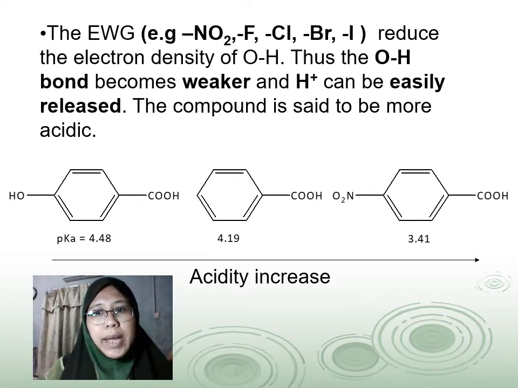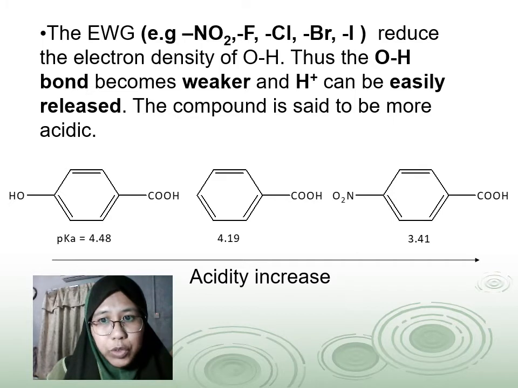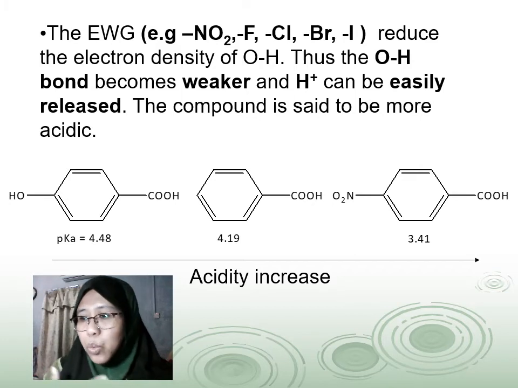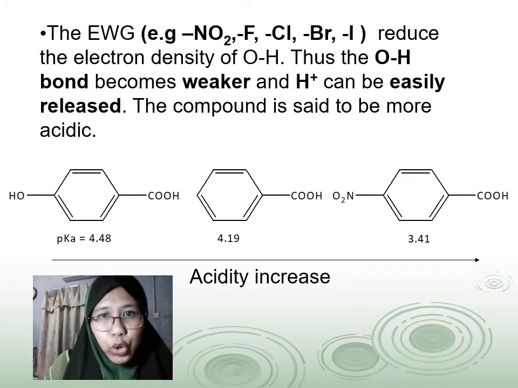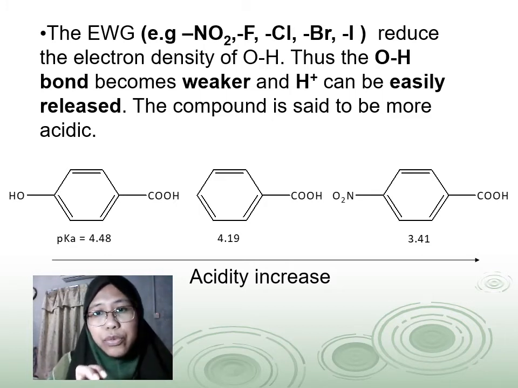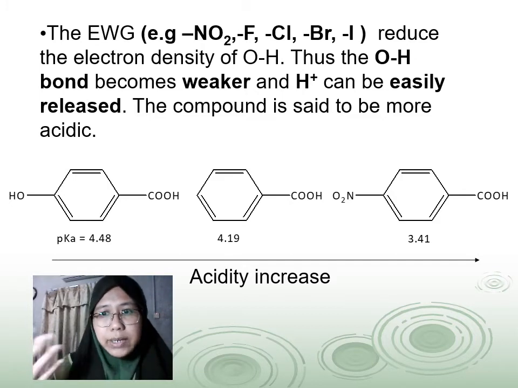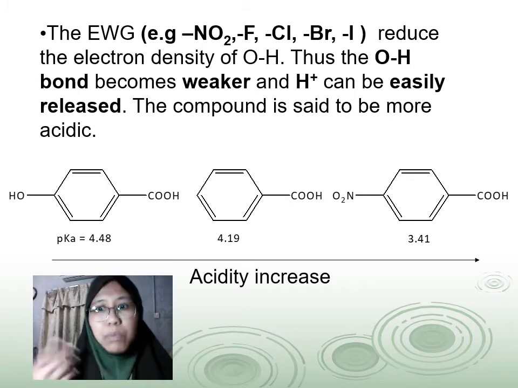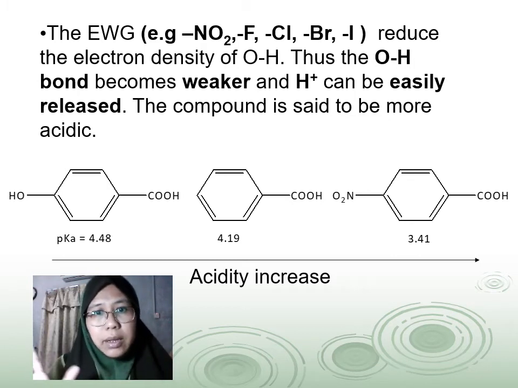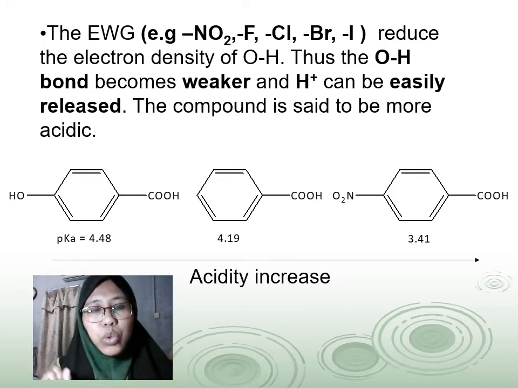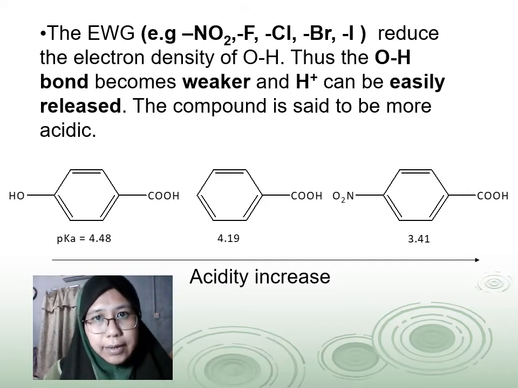So, what happens when we attach EDG to a carboxylic acid? This time around, EDG will donate its electron to the carboxylate ion, making the negative charge at the carboxylate ion less stable. We are already stable, having a negative charge. You give us more electrons, we are not stable now. So it will make the carboxylate ion less acidic.